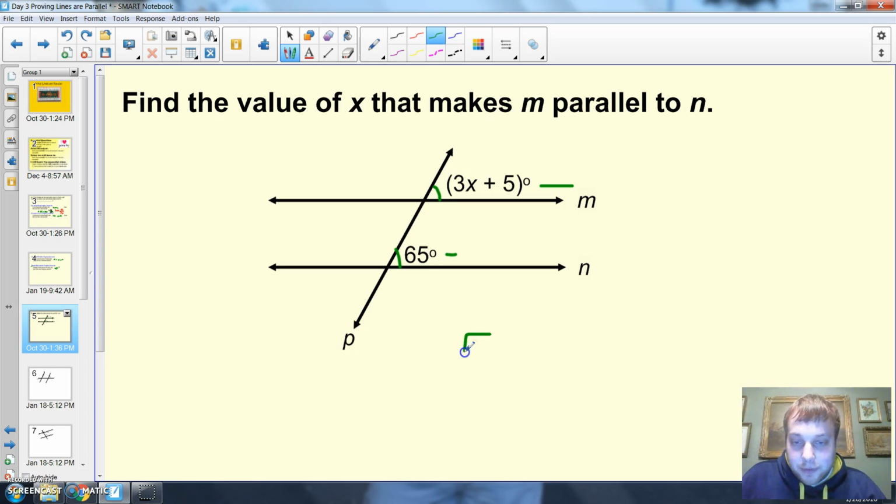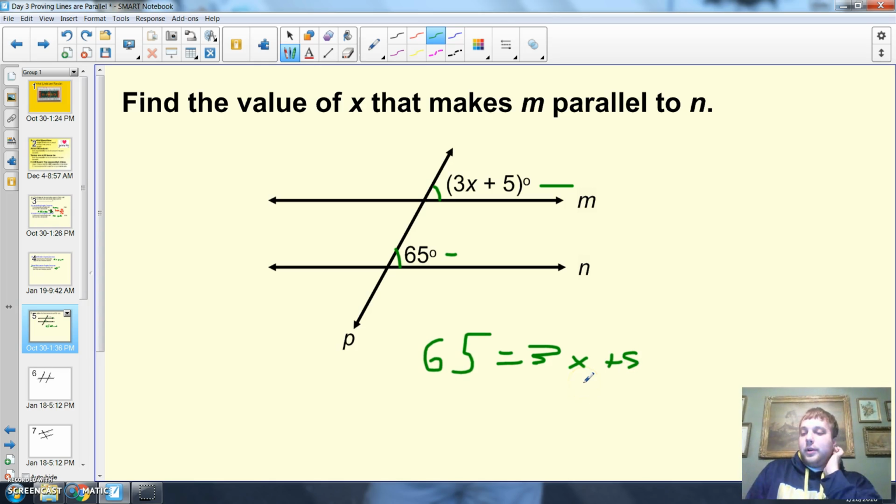So I know that 65 should equal 3x plus 5. All right, halfway done already. So how do I solve for x? By subtracting 5. If these are parallel, this will be a true statement.